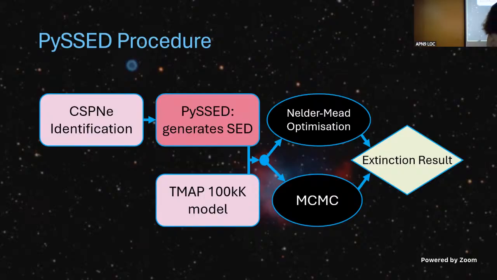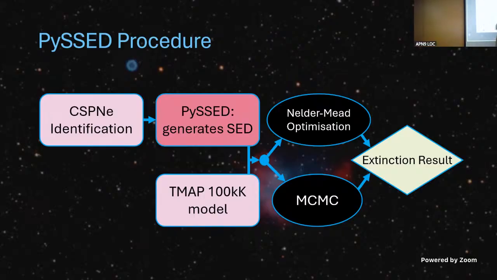As I say, we use the TMAP 100 kilokelvin model to fit these stars, and we look for the extinction. So we fit the model to the SED, through a couple of methods: Nelder-Mead optimization, and MCMC, which gives us a handle on our uncertainties. And this gives us an extinction result.